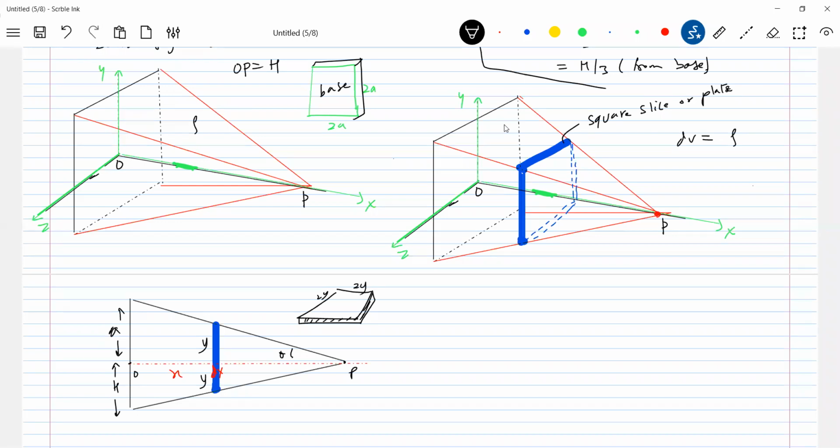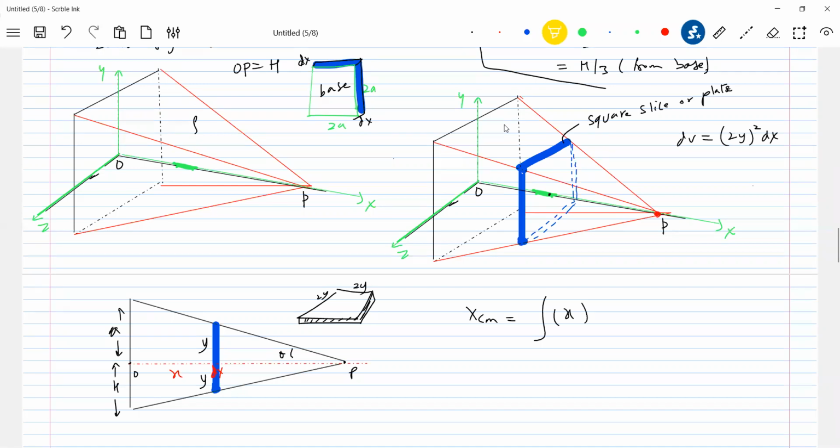Okay, dV equal to rho into, volume of that will be 2y square into dx. dx is this one. Or if you want, you can show where that dx will be like this. So 2y square into dx. So let me directly come for center of mass, where the center of mass of this will be at the midpoint of the square slice. So x_cm equal to x.